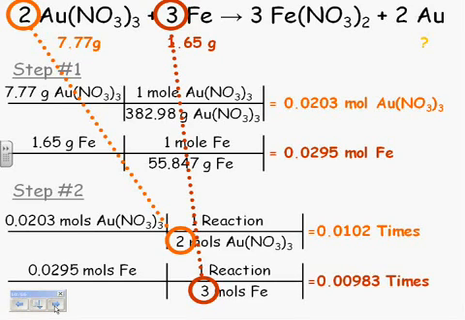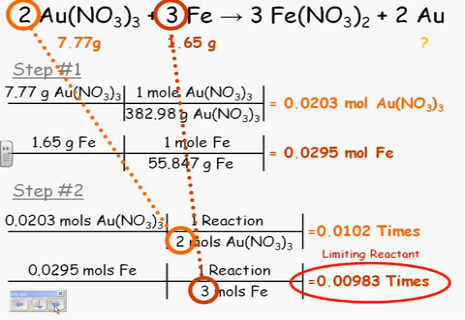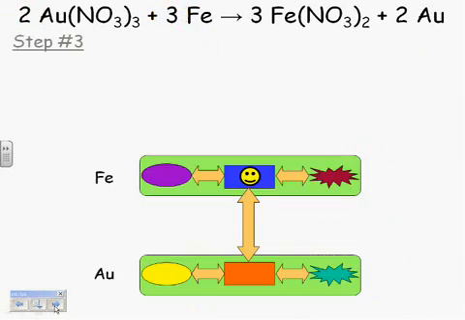And you can see this way, you're just comparing numbers, and whichever one is smaller is going to run out first. We can only run this 0.00983 times before we run out of the iron, and we can run it 0.0102 times before we run out of the gold nitrate. Iron is our limiting reactant here, and once you know that, it's just another regular stoichiometry problem. But doing that is the hard part of these difficult stoichiometry problems.